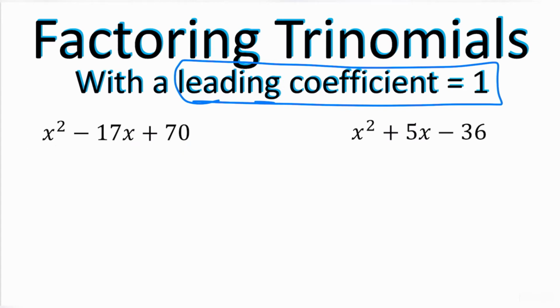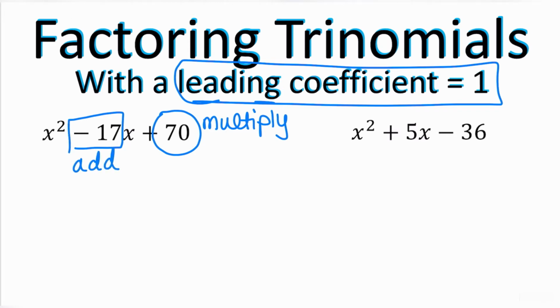So what we're going to do is basically ask ourselves what multiplies to give me positive 70 that's going to add to give me negative 17. So what multiplies to give me positive 70? Let's go ahead and write them down. 1 times 70, 2 times 35, 3 times nothing is going to give me 70, 4 times nothing is going to give me 70, 5 times 14 is equal to 70.